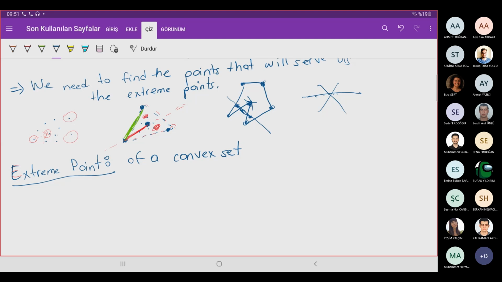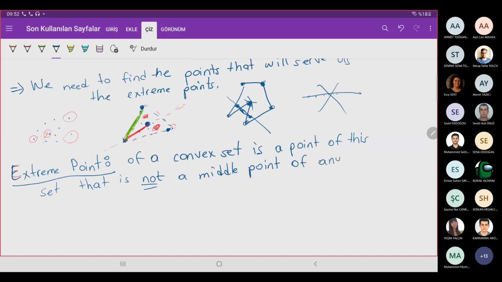So you are close to the answer, but not just as formal as it should be. An extreme point of a convex set is a point of this set that is not a middle point of any line segment with endpoints in the set.